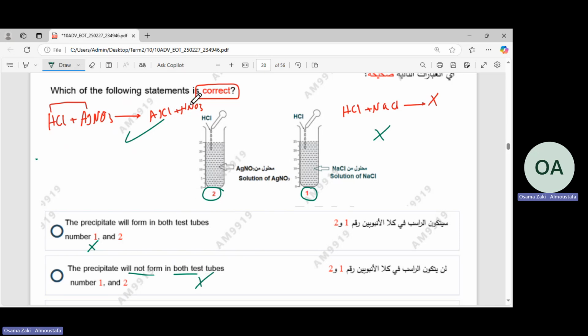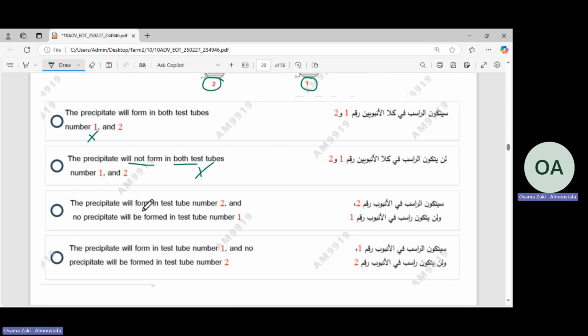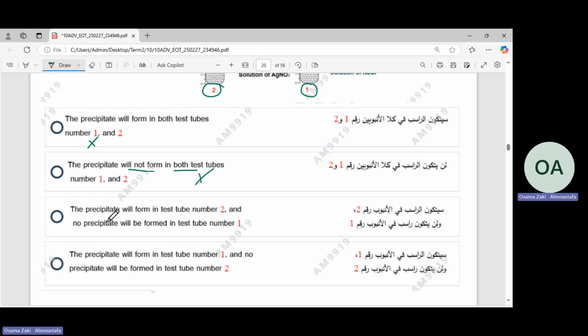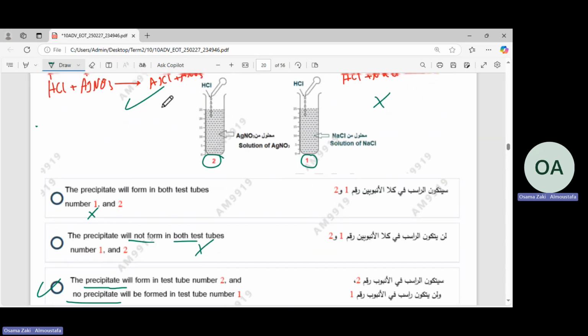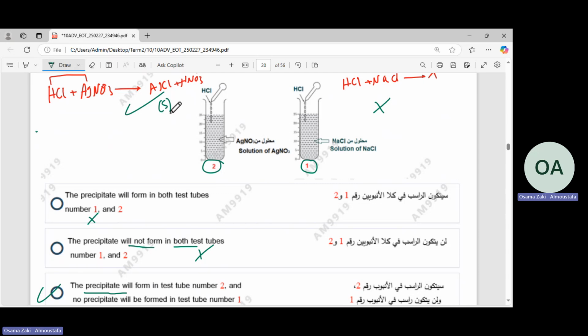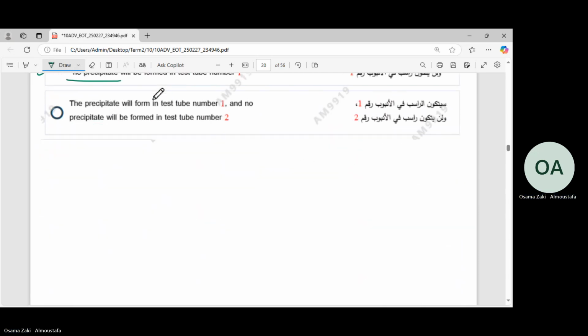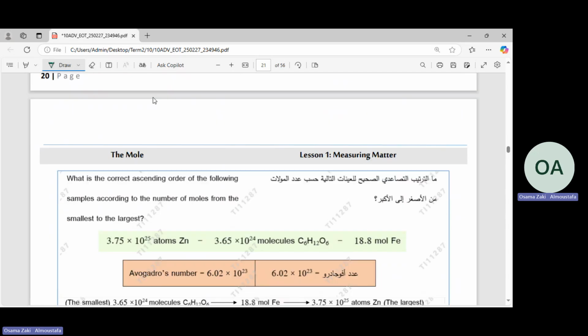We are looking for the correct answer. In test tube 2, yes, a precipitate will form, and no precipitate in test tube 1. Yes, this is the correct answer, because in 1 we have a reaction. And by the way, this is the solid and this is the aqueous. So this is the precipitate.